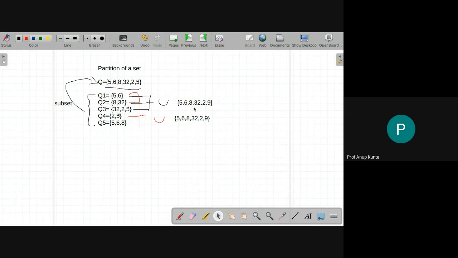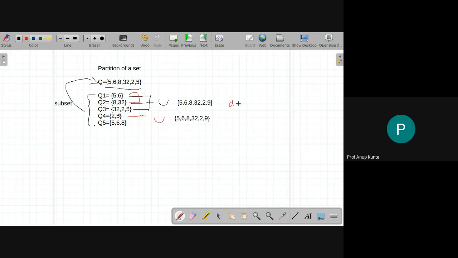There is a slight difference though. If I see the Q2 and Q3 sets, they have an overlapping element 32, whereas there is no overlap between Q1, Q2 and Q4.